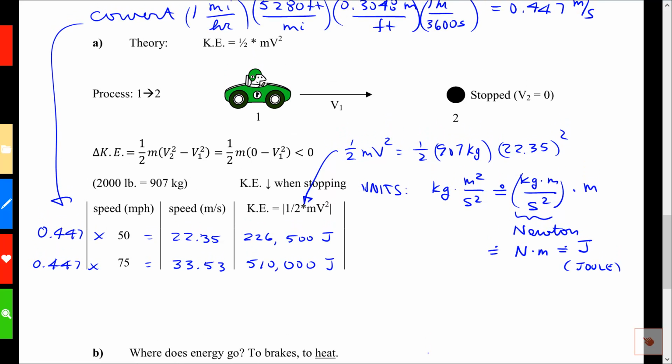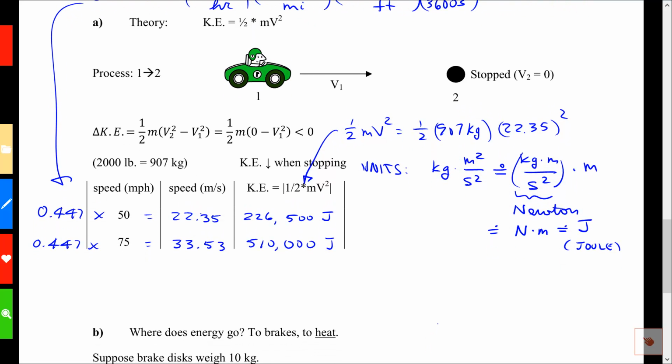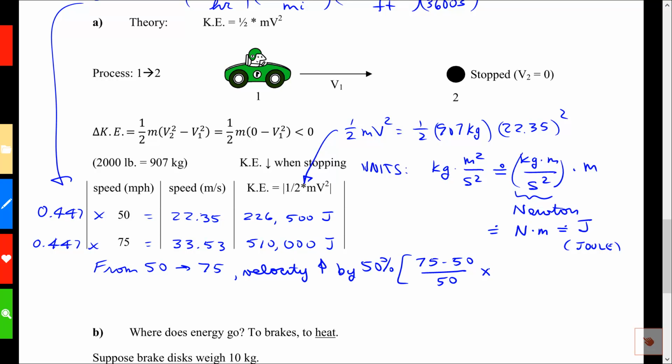Before I finish with this part, though, let's think about how much the velocity changed. When I went from a velocity of 50 miles per hour to 75 miles per hour, the velocity goes up by 50%. How do we compute that? That's the new value minus the old value divided by the old value times 100%. And that's 25 over 50, which is 1/2, times 100%, is 50%.